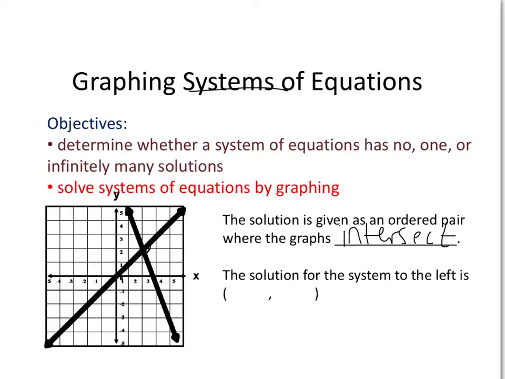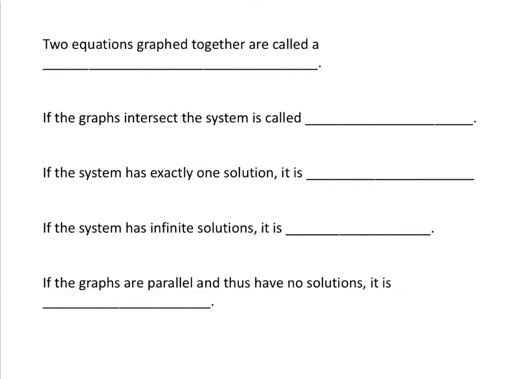Right here, let me put it in red, is where the graphs intersect. The point here is 2, 2. So we can say that this system of equations has one solution. Just to go over a little bit of vocabulary, two equations graphed together are called a system of equations.